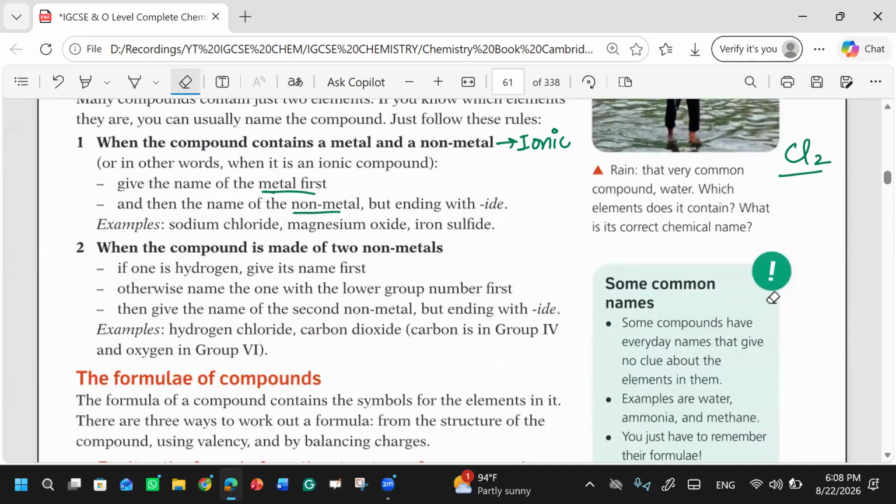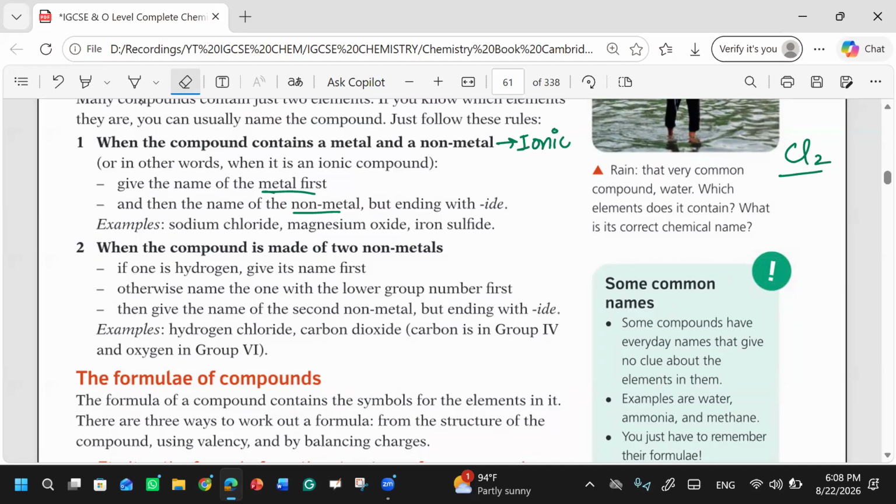The second thing they are telling us is when the compound is made of two non-metals. If you have two non-metals, which type of bonding is this? It's a covalent bonding. Can you give me an example of covalent bonding? Basically, you can say hydrogen and chlorine.